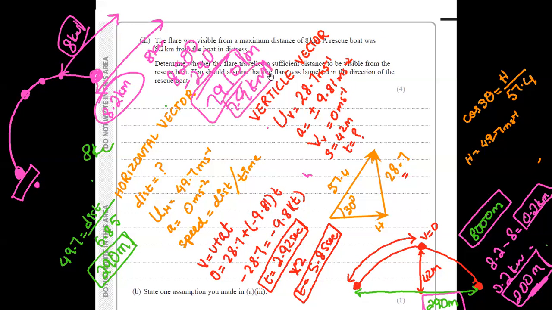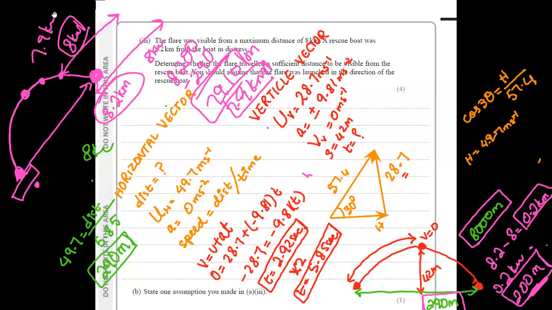So when the flare goes up in the air and it travels the entire distance, it is only 7.9 kilometers away from the rescue boat. The maximum is 8 kilometers. So the flare is 7.9 kilometers away from the rescue boat, so it will be observed. So it's not about from where we're launching it, because it's a projectile. It's about the entire travel.